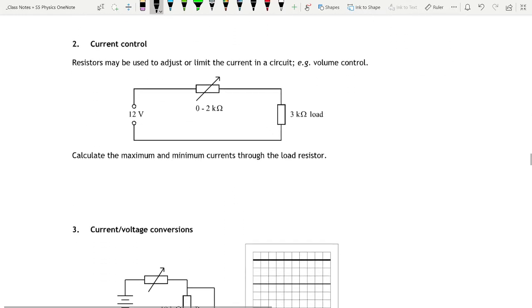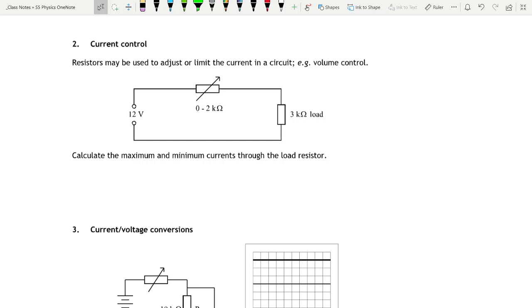A second use for resistors could be current control. So we know that the higher the resistance, the smaller the current. So resistors can be used to adjust or limit the current in a circuit. So for example, volume control. You can use a variable resistor to change the current that's in the circuit.